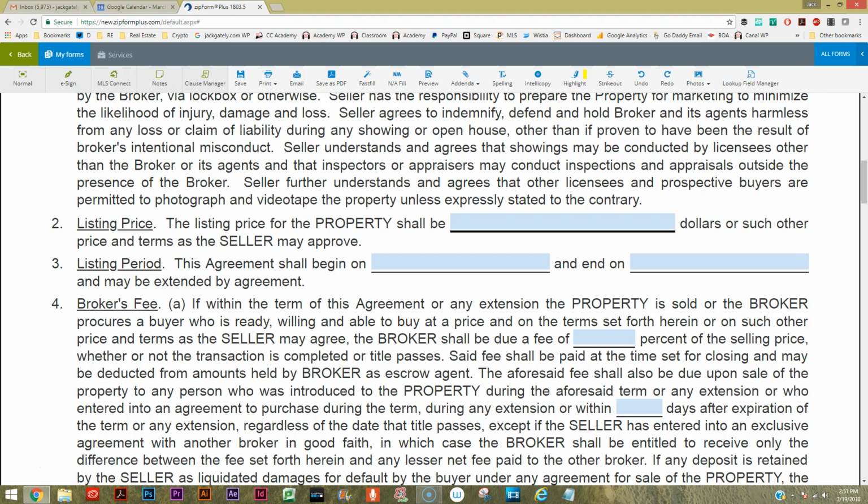Listing period. This agreement shall begin on. Well, that's a really important one. There are important rules relative to posting your listing forthwith from when you actually have the listing agreement go into effect. So as a general rule of thumb, if I'm having this signed on a Tuesday and I'm going to put it on the market the following Monday, I'll probably date this agreement for the following Monday. That way I don't get involved with possibly violating any of the MLS PIN requirements to post your listing.